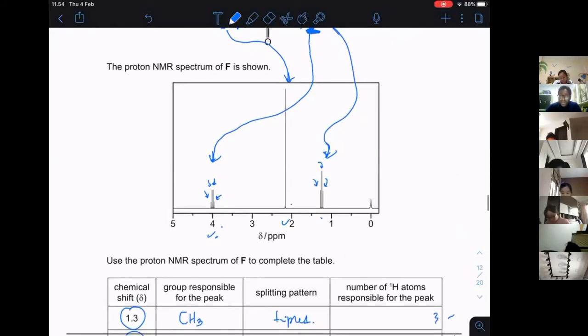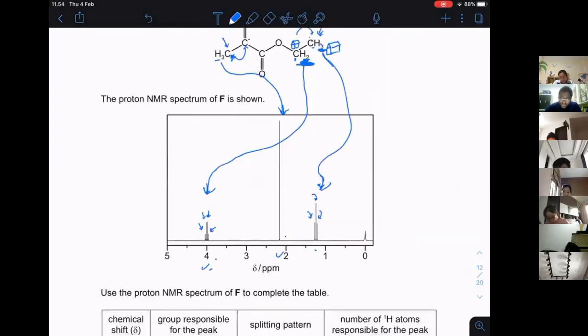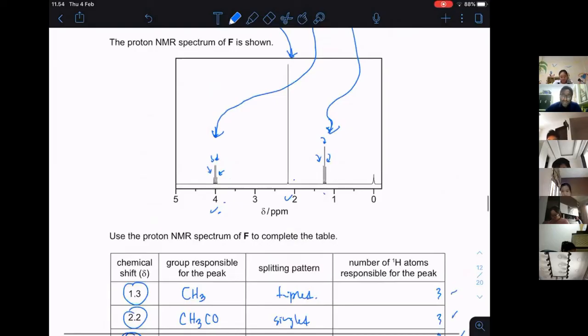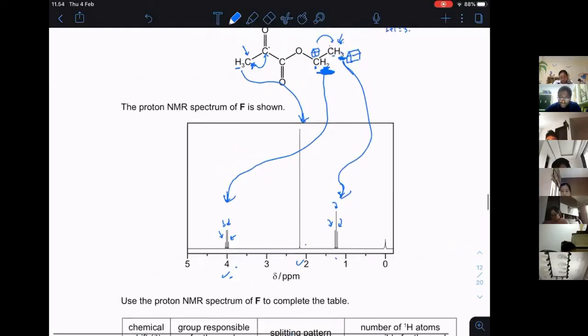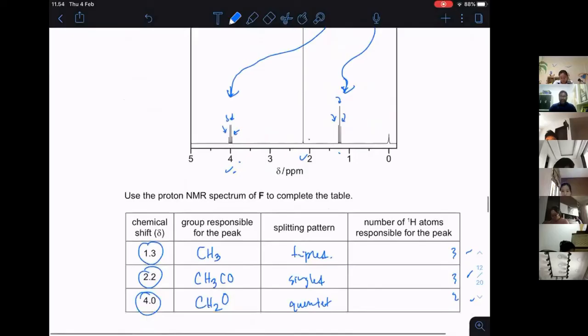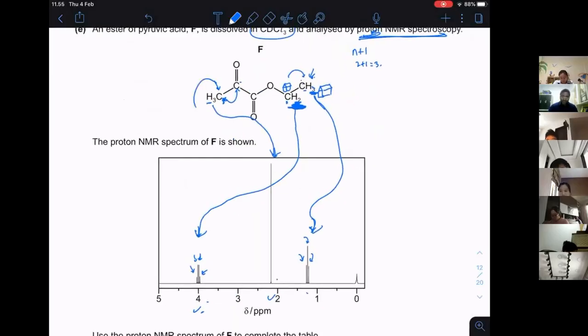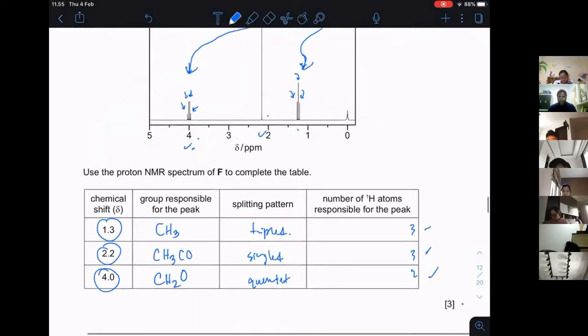So for 4, it's going to be the CH2 attached next to O. So how to actually represent? It's going to be CH2O, or the CH next to the CO. Up to you how you want to represent, but basically this one for this, this one for that, this one for this. Already identified. Now, number of hydrogen atoms responsible for the peak, this is another thing which is important.